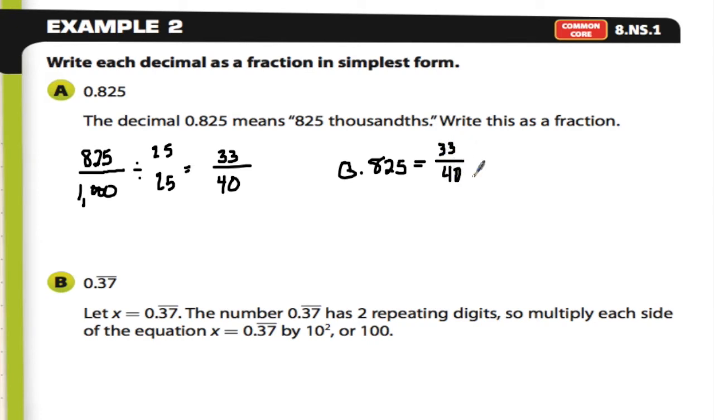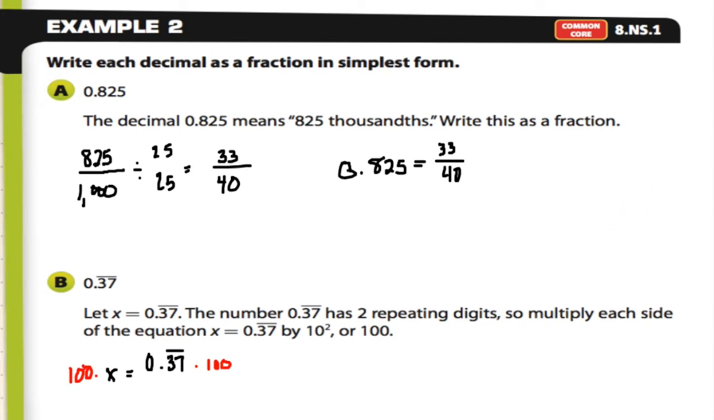Now, here is the hard part. This is the part where I'm telling you, go slow, all right? So I have 37 hundredths repeating. So what I'm going to do is take this equation, x is equal to 0 and 37 hundredths repeating. If I multiply both sides, I'm going to show you what I'm doing in red. So I'm multiplying both sides by 100.